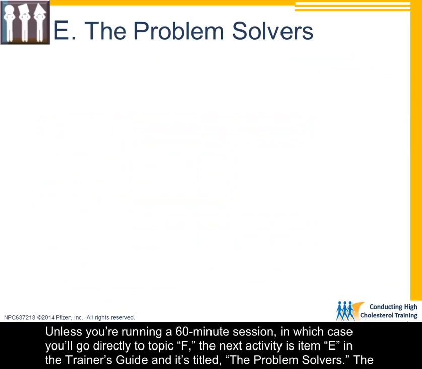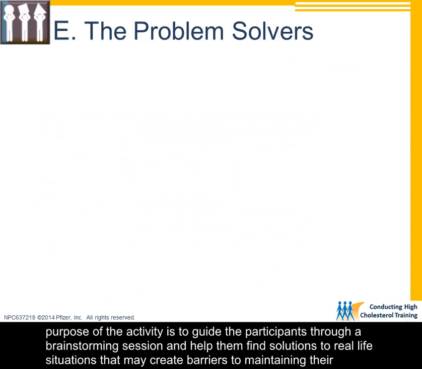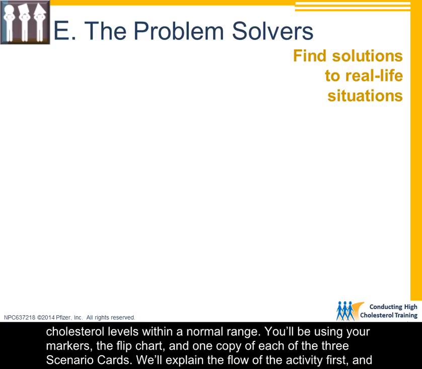Unless you're running a 60-minute session, in which case you'll go directly to topic F, the next activity is item E in the trainer's guide, and it's titled The Problem Solvers. The purpose of the activity is to guide the participants through a brainstorming session and help them find solutions to real-life situations that may create barriers to maintaining their cholesterol levels within a normal range.